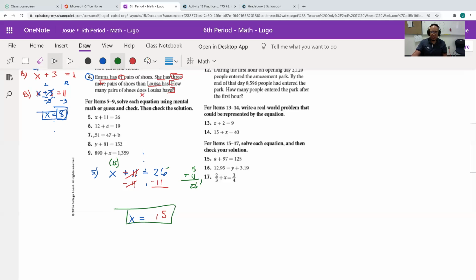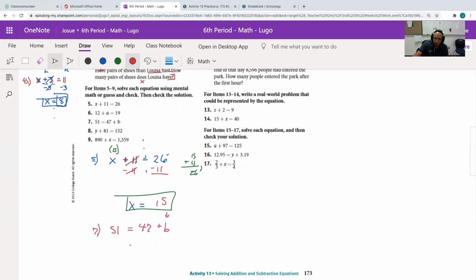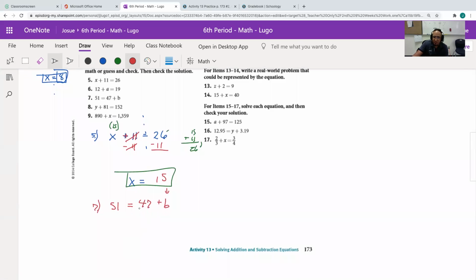Do the same thing for 6. Look at something like number 7. Number 7, we have 51 is equal to 47 plus b. Notice how this time the variable is over here on the right side of the equation. Nevertheless, it's the same process. Remember, I'm trying to isolate the variable. Now I want b to be by itself here. I'm just going to leave it here on the right side.